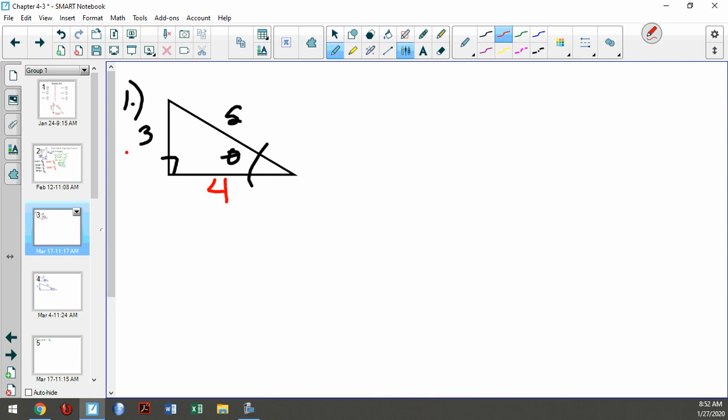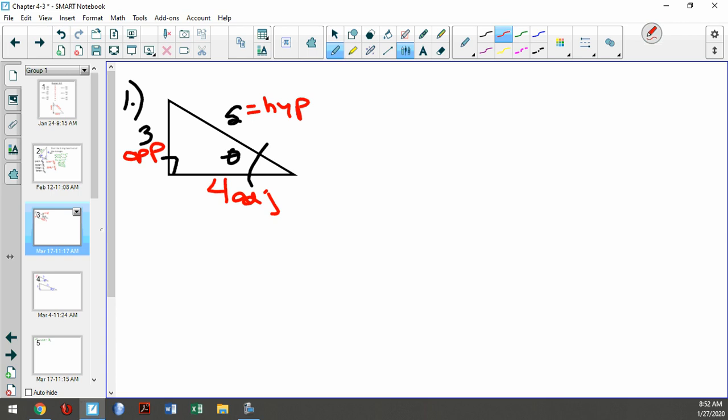the opposite is going to be 3, the adjacent is going to be 4, and the hypotenuse is going to be 5. So it's exactly the same measurements, but the 3 and the 4 have swapped, adjacent and opposite. We all good?